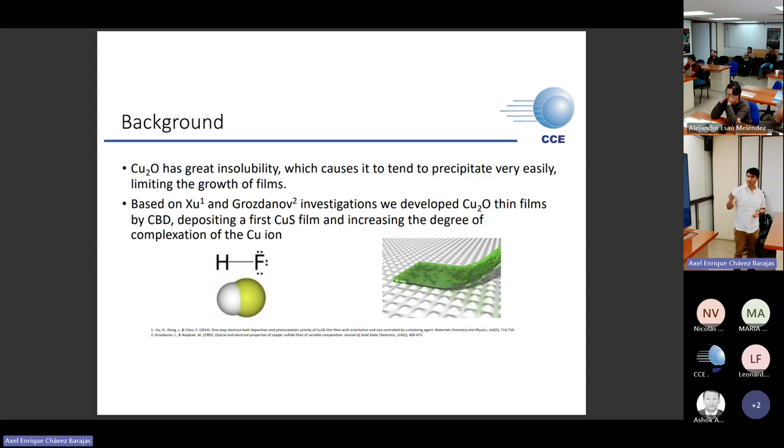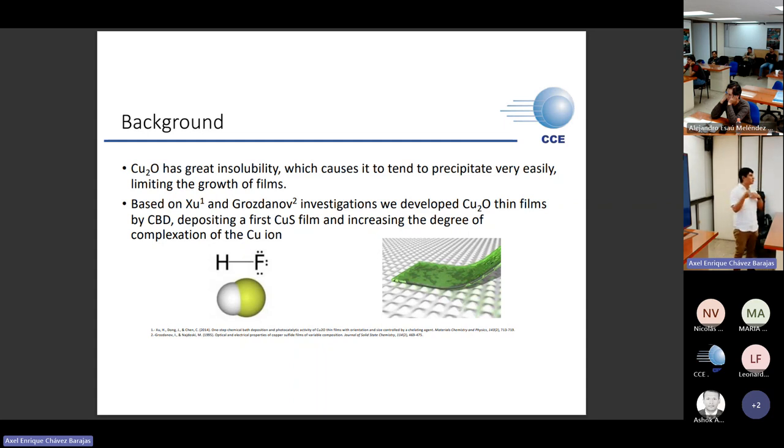So I used these two researchers as a basis. For example, in the case of the Chinese group, they used a complexing agent in order to slow the rate of formation of the material, but they also used hydrofluoric acid in order to promote roughness in the substrate. This roughness promotes the adherence of the material.